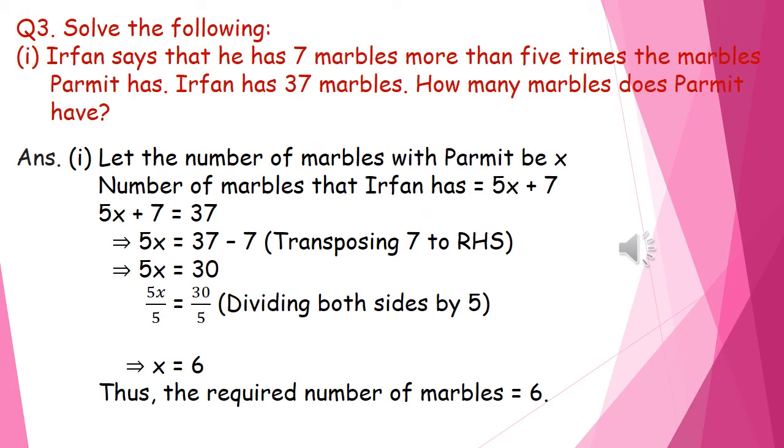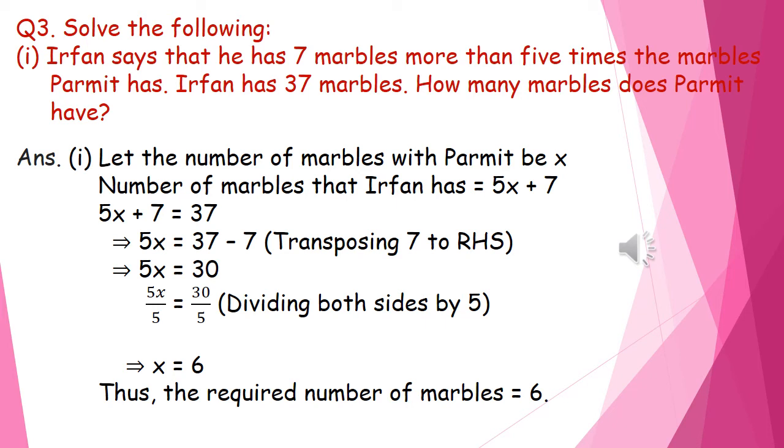Question number 3, solve the following. Part 1. Irfan says that he has 7 marbles more than 5 times the marbles Parmit has. Irfan has 37 marbles. How many marbles does Parmit have? Now we are assuming that the number of marbles with Parmit be x. So Irfan will have 5 times, that means 5x plus 7.